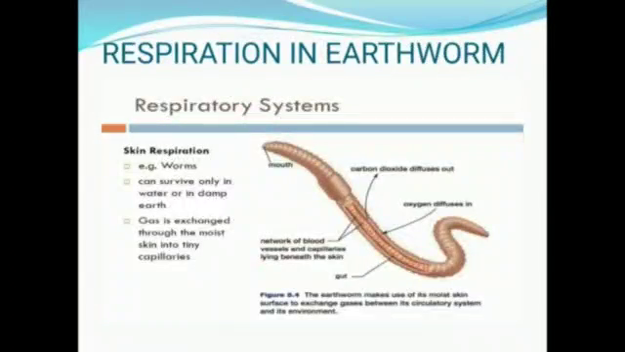So now, respiration in the earthworm. In the earthworm, skin respiration is there. Many worms are like this. They can survive only in water or in damp earth. In the earthworm, gas is exchanged through the moist skin into tiny capillaries. You have learned in chapter 9 also that earthworms breathe through their skin.